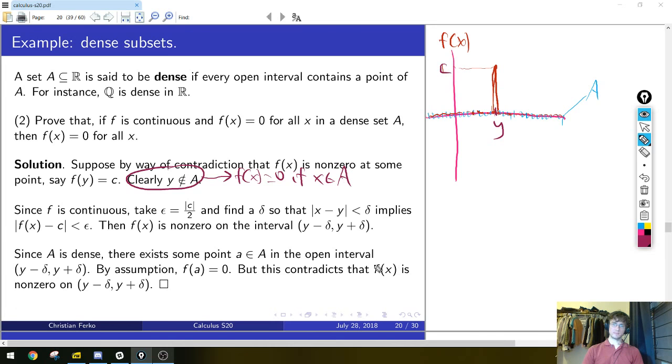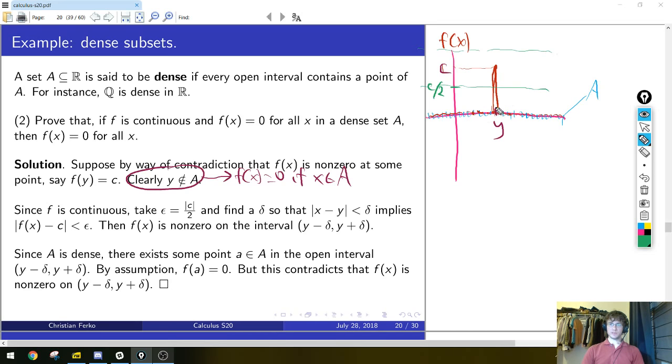Okay, here's where we use continuity. So again, make sure you use your assumption whenever you do a proof. Since f is continuous, we've assumed it's continuous, we can pick whatever epsilon we want. We choose epsilon equals the absolute value of c over 2. Why do we do that? We're trying to find an interval where the function has to be non-zero.